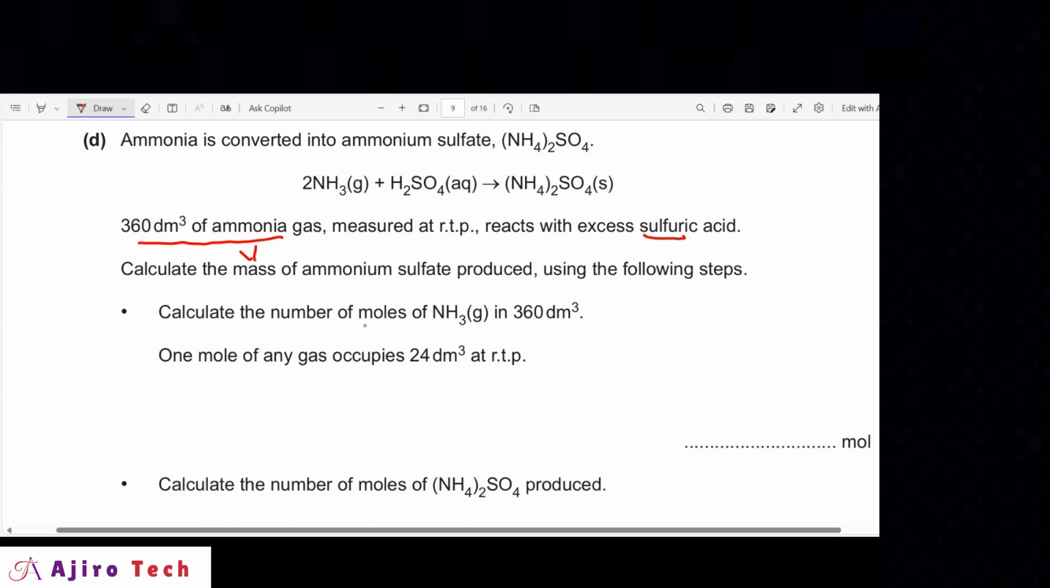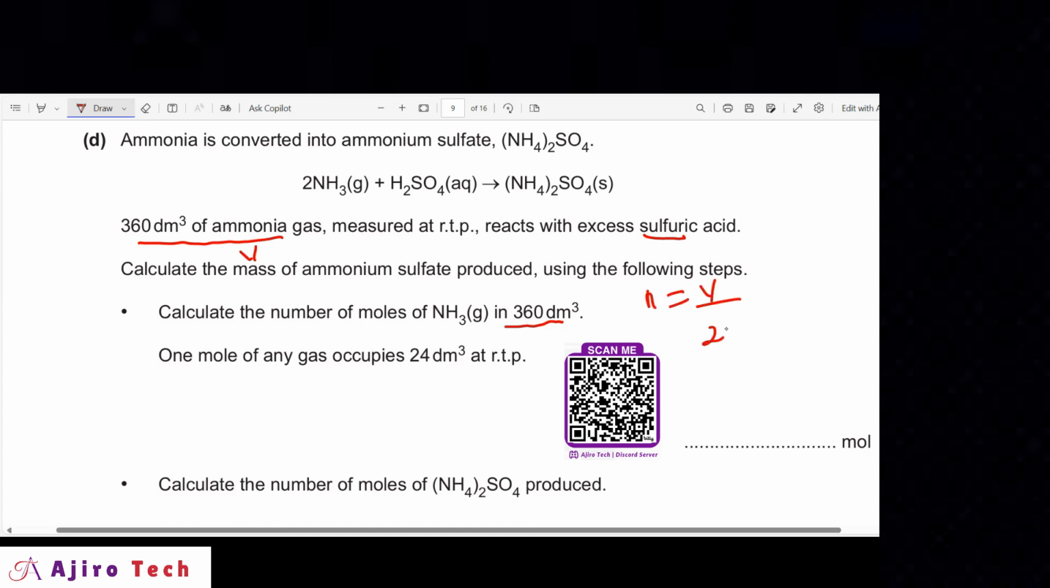First we have to find the number of moles of the gas in 360 dm cube. We're told that 1 mole of any gas is this. So this is a question that involves gases. If you check your stoichiometry formula, which you should already have at the back of your mind, remember that when a question involves gases, the number of moles is volume over 24 dm cube. That's the formula that applies in this case.